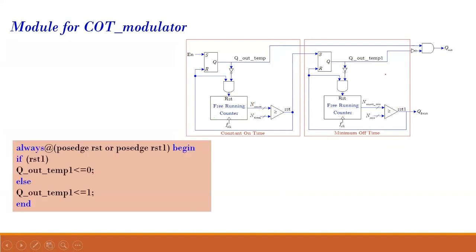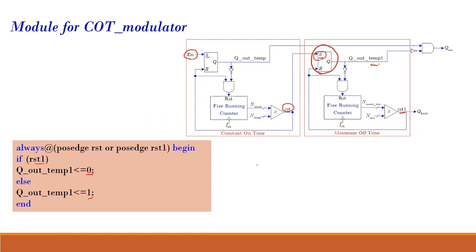Now, how is this Q out temp 1 generated? If my reset is 1, that is, if this is high, then Q out temp 1 will take the value 0, or else Q out temp 1 will take the value 1. So this is implementing my SR flip flop. Again it is reset dominated, and now the reset signal is coming from here. In the previous case, the set signal was coming from the enable signal, but in this case, the set signal is coming from this previous reset signal.